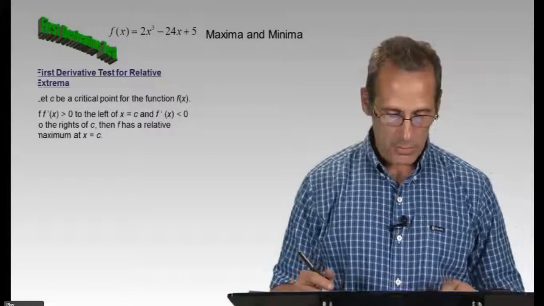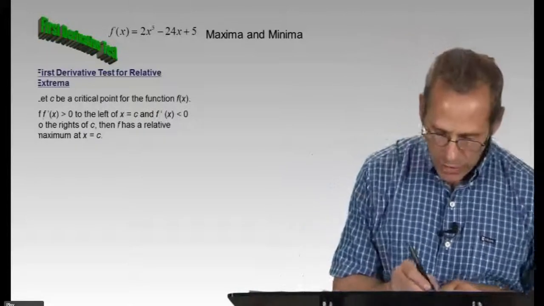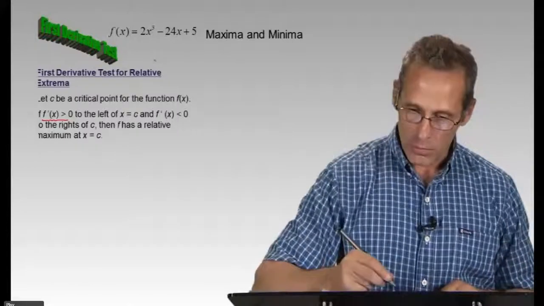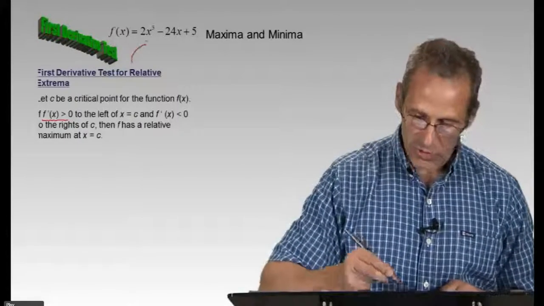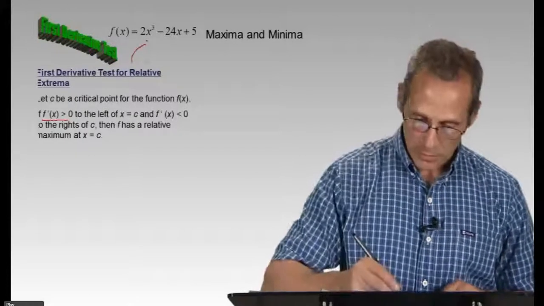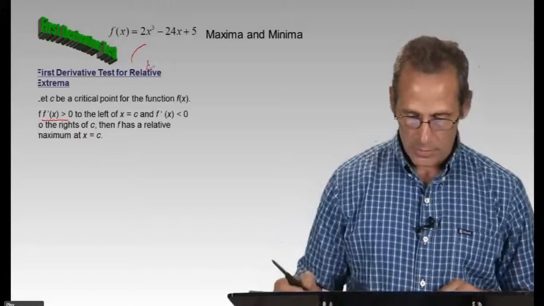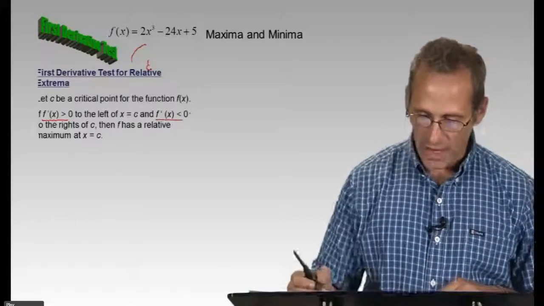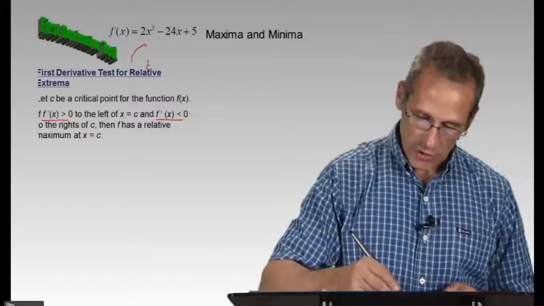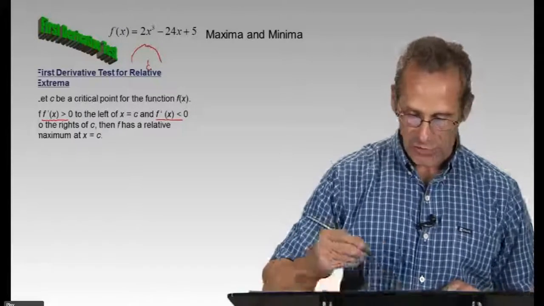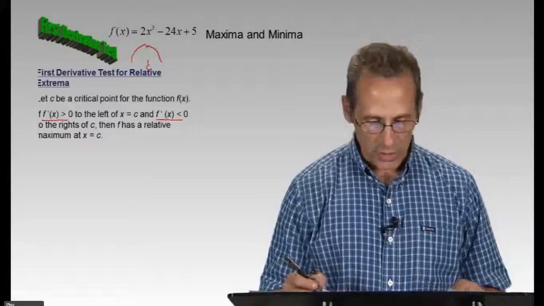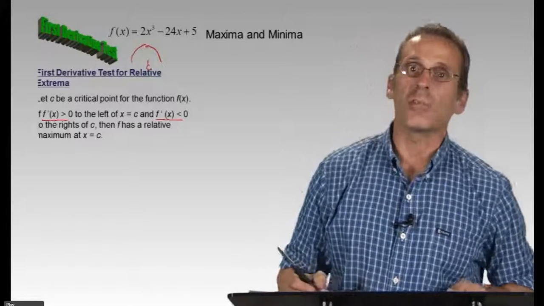If the derivative is greater than 0 to the left of x equals c, it means the function is increasing. And if the derivative is less than 0 to the right of x equals c, it means the function is decreasing. Its graph is decreasing. The result is we can then conclude that the function has a relative maximum at x equals c.